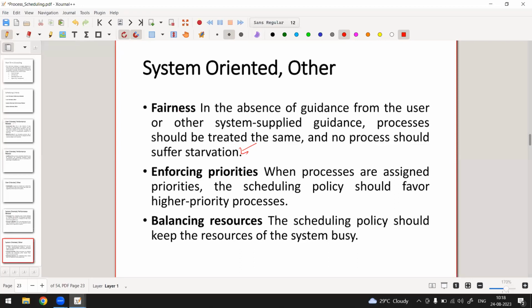Of course, if the processes themselves define the priority, then accordingly you can act. But if they are not defining any priority, if they are the same, then your system should not treat them differently. And the last line is important: it says that no process should suffer starvation.